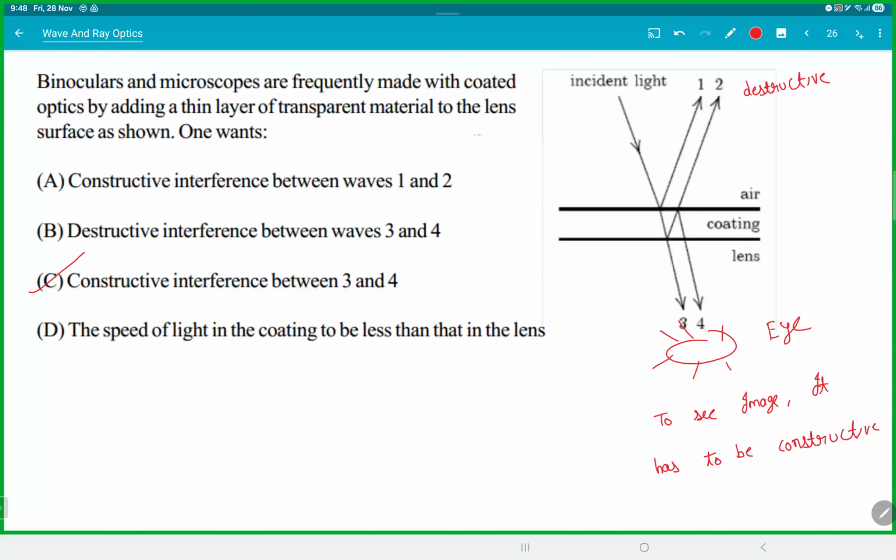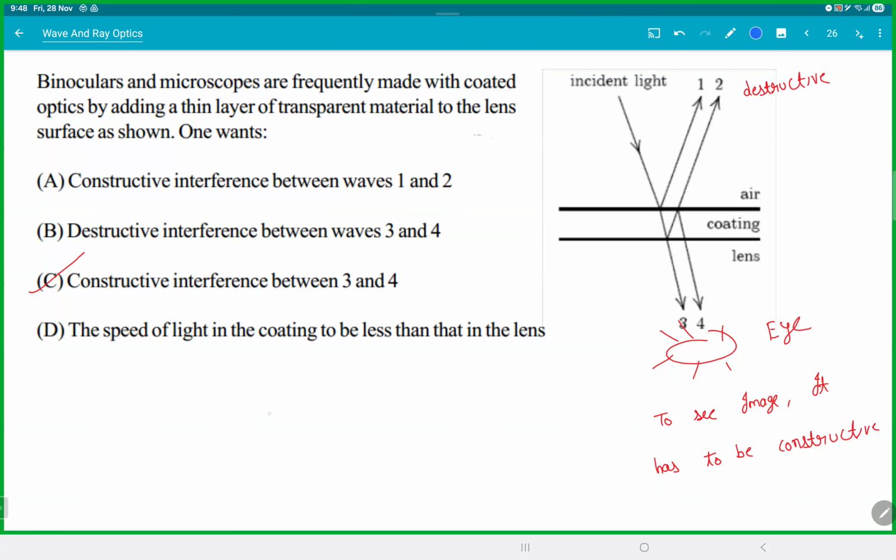The speed of the light in the coating is less than that in the lens. What the hell is this? This thing took me time to figure out. What is D? C is fine. Speed of light is less, meaning what? The refractive index is more.